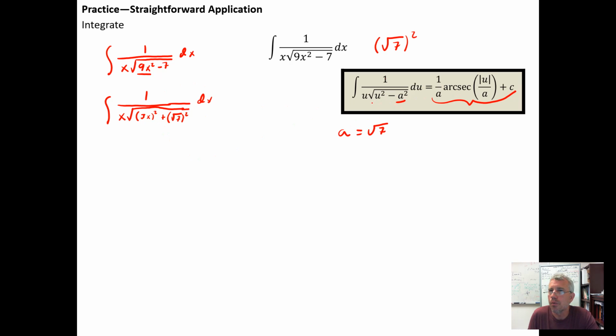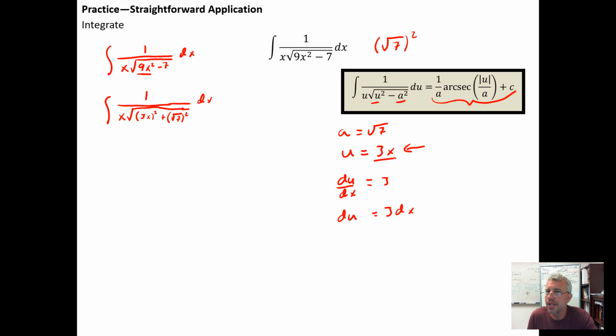And then I want a variable squared, but I have 3x squared, so I'm going to do a u substitution here. I'm going to say u equals 3x, and if we do that, then if we take the derivative with respect to x of both sides, du dx is going to equal 3, or du will equal 3 times dx. And I'm going to do this a little differently than I usually do.